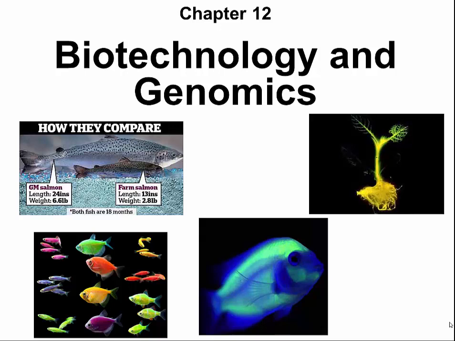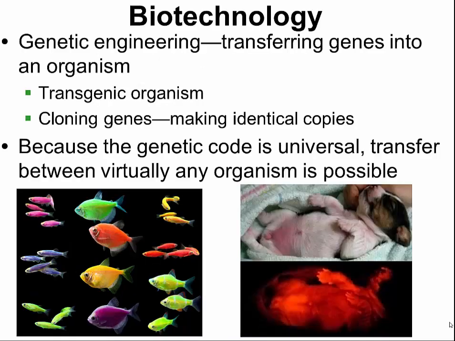In Chapter 12, we get to take a look at some of the science we talked about in Chapter 11 and how we as humans use that to modify organisms. We begin with this idea of biotechnology, and within biotechnology, we'll start with genetic engineering. Genetic engineering is the modification of the genes that are found in an organism. This can be done in different ways.